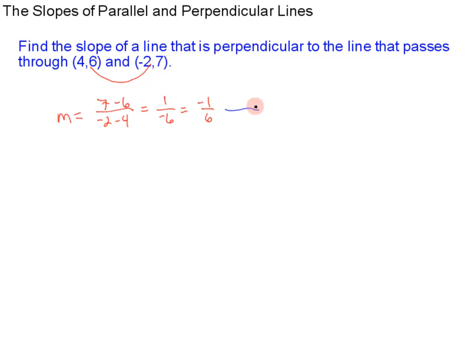That means that the perpendicular line has the slope that's opposite reciprocal of that, so the opposite would be positive and its reciprocal would be 6. So the perpendicular line has a slope of 6.